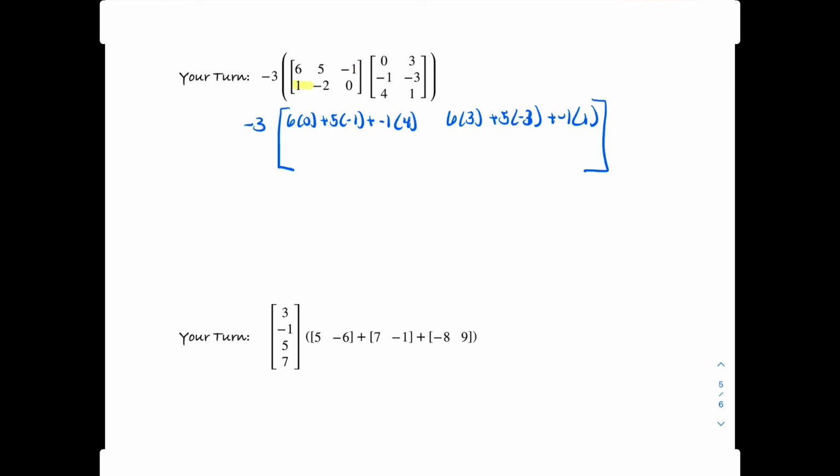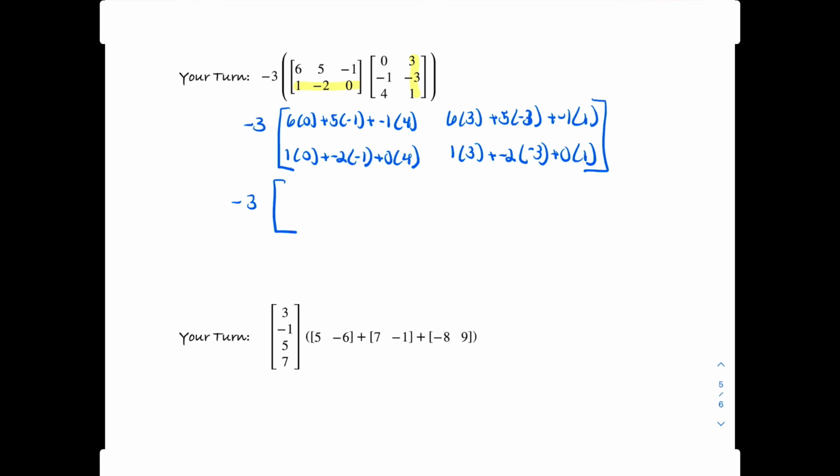My second row, first column entry will be 1 times 0 plus -2 times -1 plus 0 times 4. And my second row, second column entry will be found by taking 1 times 3 plus -2 times -3 plus 0 times 1. So I still got that -3 scalar. Let's do the math here.